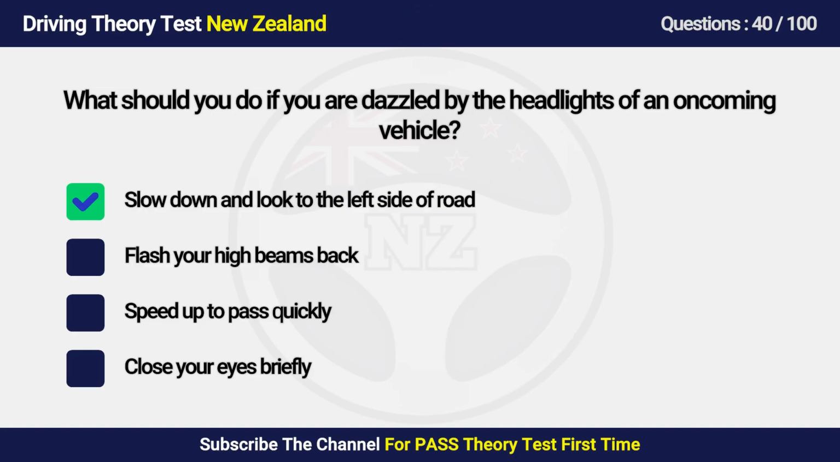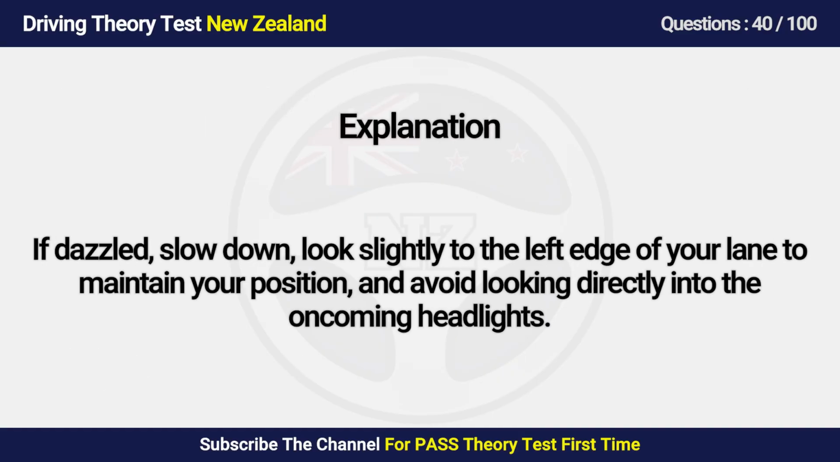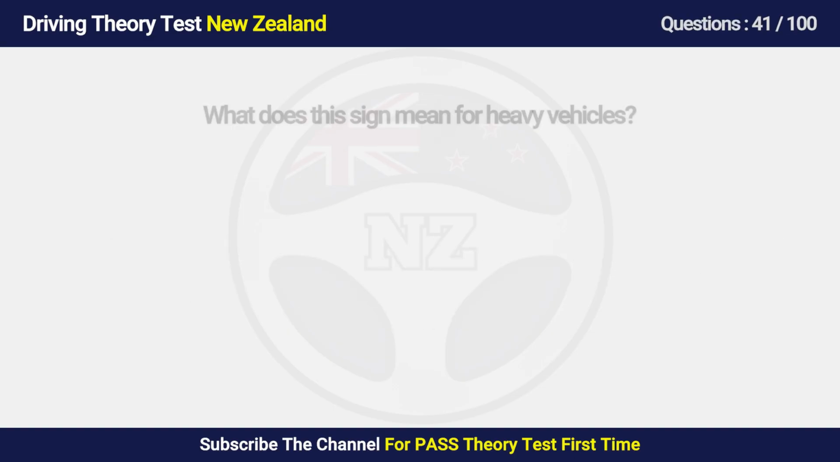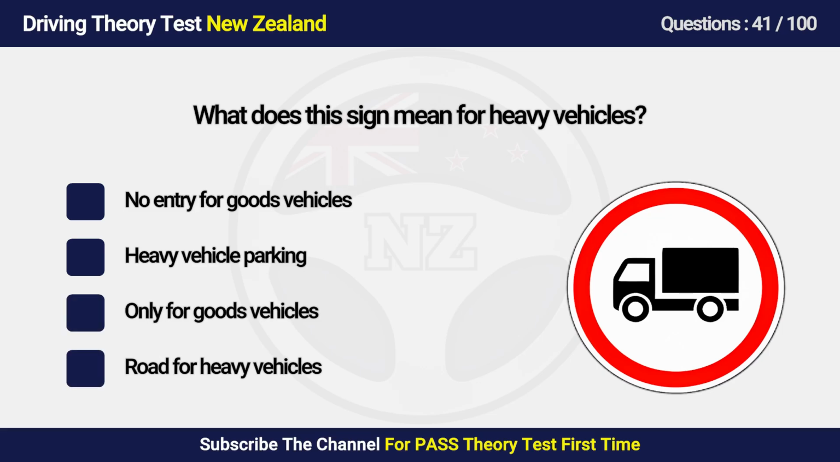Answer is A. Slow down and look to the left side of road. If dazzled, slow down, look slightly to the left edge of your lane to maintain your position, and avoid looking directly into the oncoming headlights. Question 41. What does this sign mean for heavy vehicles?